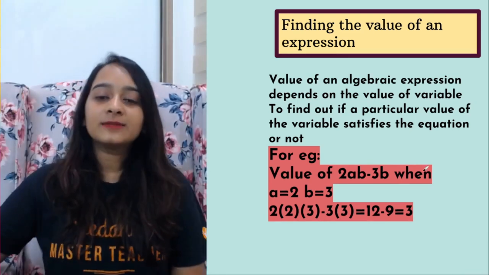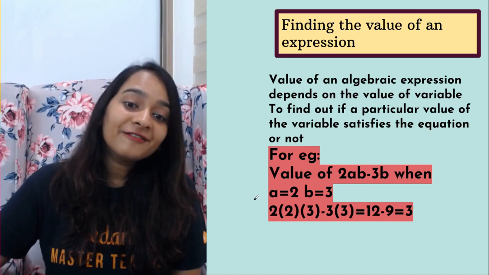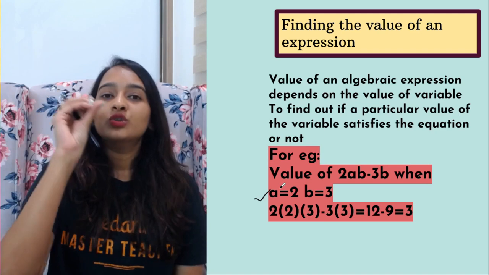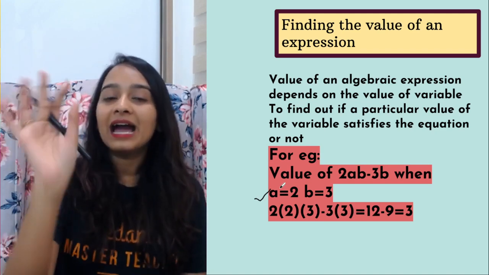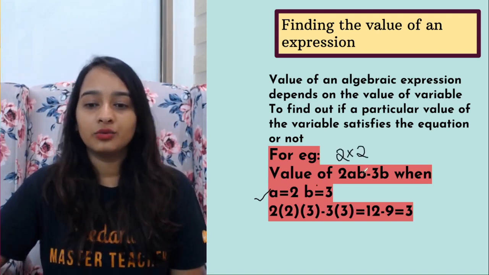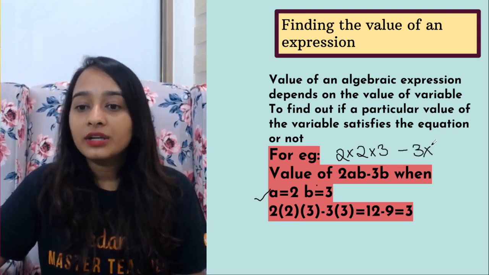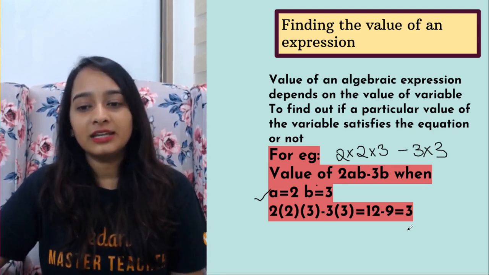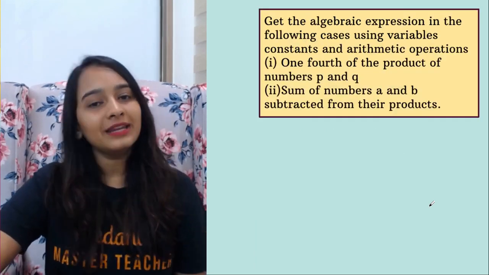Now, if I give you an expression 2ab minus 3b, and if I give the values of a and b, how do you find the value of the expression? You substitute the two values of a and b in that expression. So you have 2 multiplied with, what is your a? 2. What is your b? 3. Minus 3 multiplied with, what is your b? 3. So 2 into 2 into 3 minus 3 into 3. There you go. Okay. So this is how you find the value of an expression.